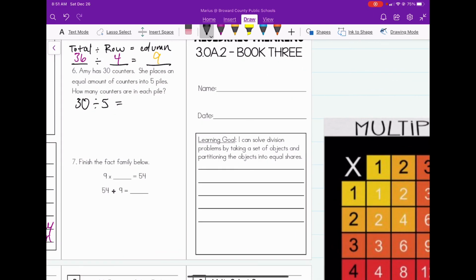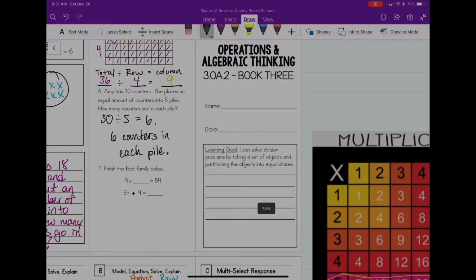So that equals 6. So 6 counters in each pile. Final answer.